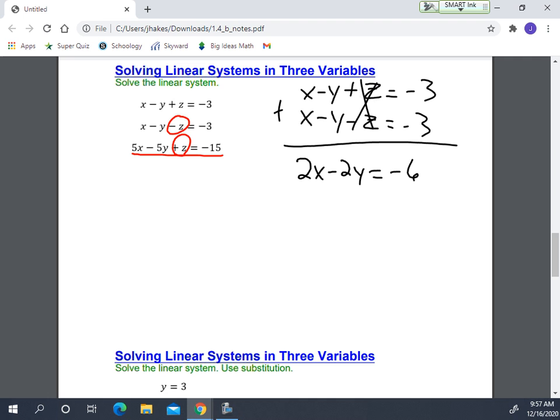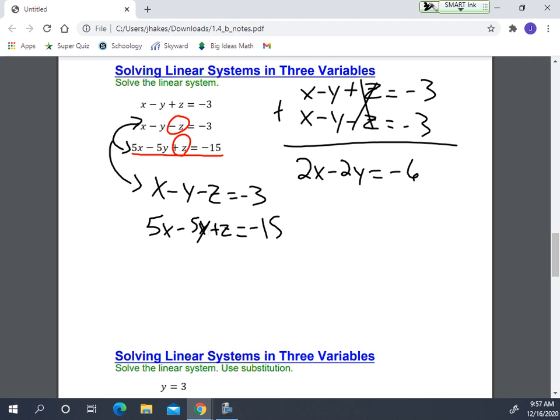So again, I'm just going to rewrite those equations. I'm going to write that down here. x minus y minus z is equal to negative 3. 5x minus 5y plus z is equal to negative 15. These cancel. Okay, so I get 6x minus 6y is equal to negative 3 plus a negative 15 is negative 18.